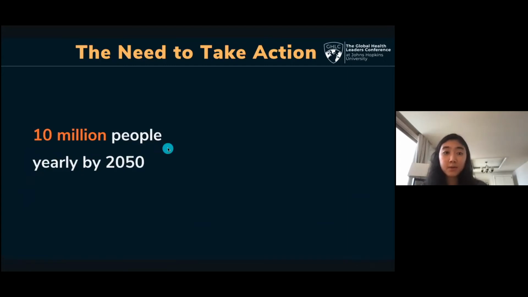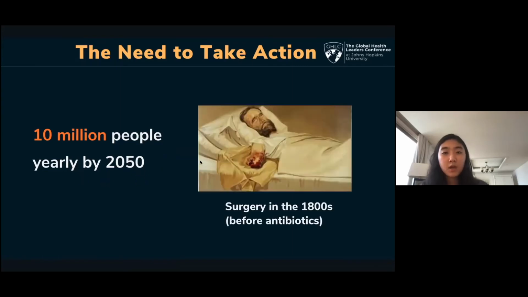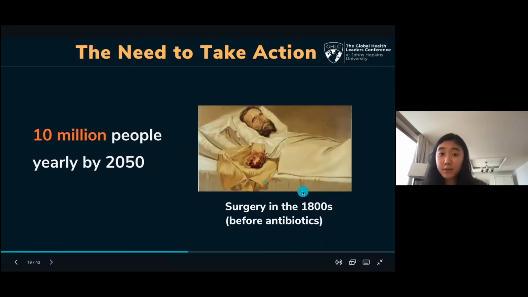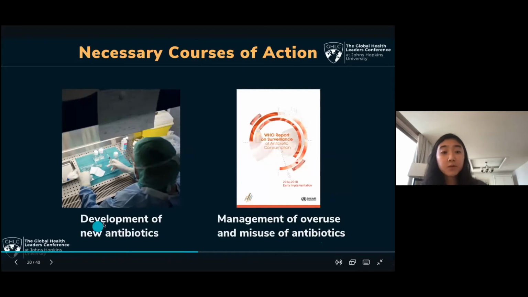10 million people could die every single year by 2050 if we don't take action. Should antibiotic resistance continue at this rate, simple surgeries could be death sentences because they rely on antibiotics to prevent bacterial infections. This would be a horrifying return to the grim realities before antibiotics were discovered. Thus, pharmaceutical companies must develop new antibiotics, and we must manage our overuse and misuse of them.